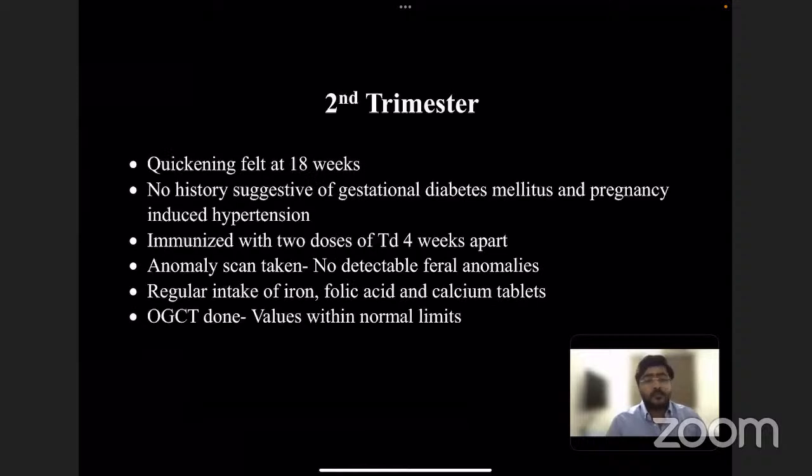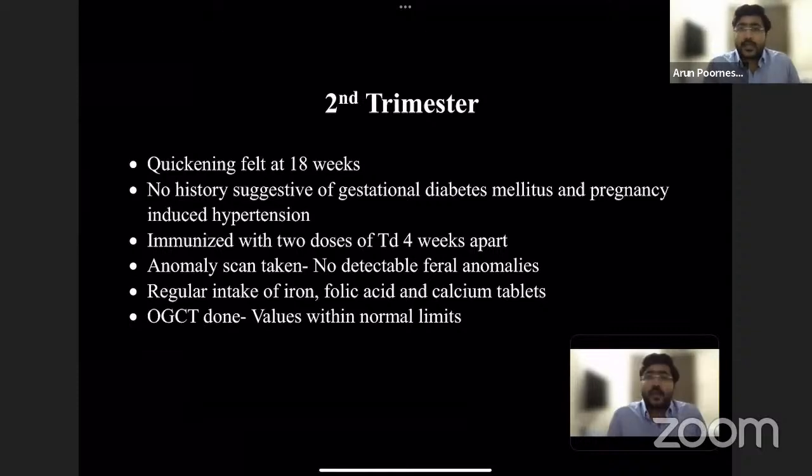In the second trimester, quickening was felt at 18 weeks. There's no history suggestive of gestational diabetes mellitus or pregnancy-induced hypertension. She was immunized with 2 doses of TD 4 weeks apart. An anomaly scan was taken and there were no detectable fetal anomalies. She continued to take iron and TT.